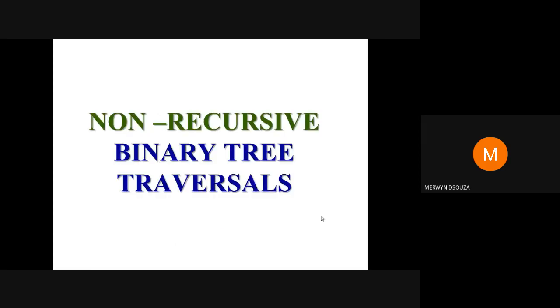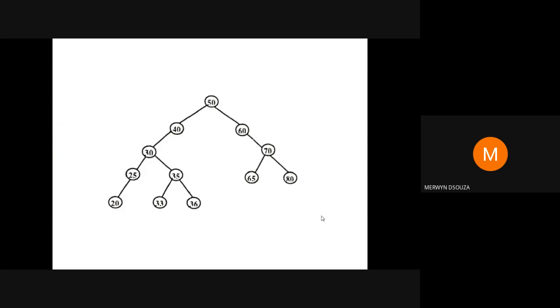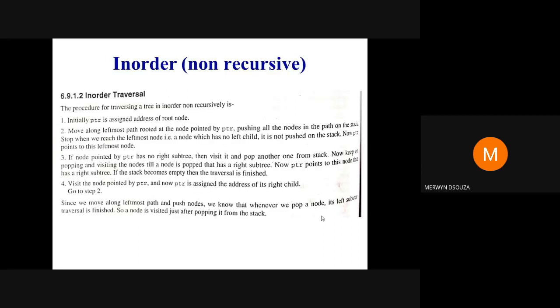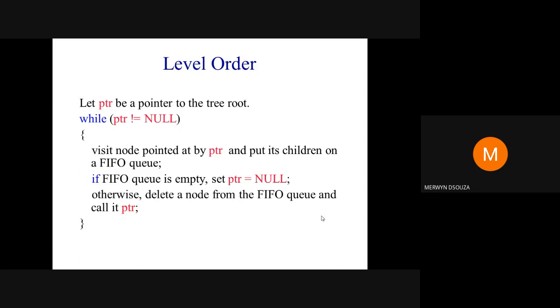Okay. Similarly, you have non-recursive binary tree traversals. The steps are given in your textbook. These are just snapshots I'm showing you. So this is the pre-order traversal steps, non-recursive. You can copy this. You can try it out. In-order traversal is given, and also the post-order traversal steps are given. So you need to study the steps, and the examples are also given there. I think you should be able to do that. It's using stacks. So let me show you the next one, level order.